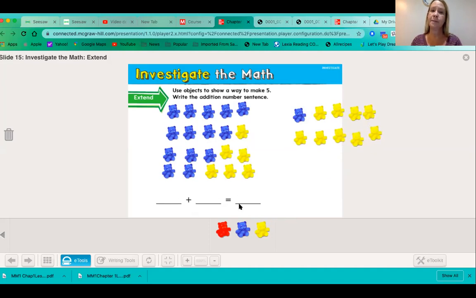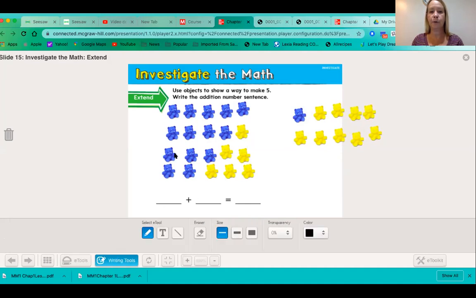So they want us to write an addition number sentence. So I'm going to pick this one to make the sentence for. So I'm going to get my writing tool and I'm going to write 3 plus 2 equals 5. The sum of every single one of these is 5.